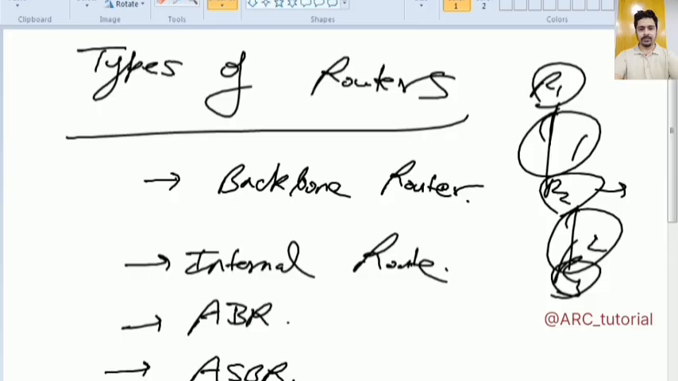Next is ASBR, autonomous system border router. In OSPF, all those routers where you have performed redistribution will be known as ASBR. So it's all about the redistribution. But redistribution is mandatory. It doesn't matter what you are redistributing, because you can redistribute your directly connected prefixes, RIP, EIGRP or BGP, whatever it is. On any router, if you have performed redistribution, then it will be known as an ASBR, autonomous system boundary router.